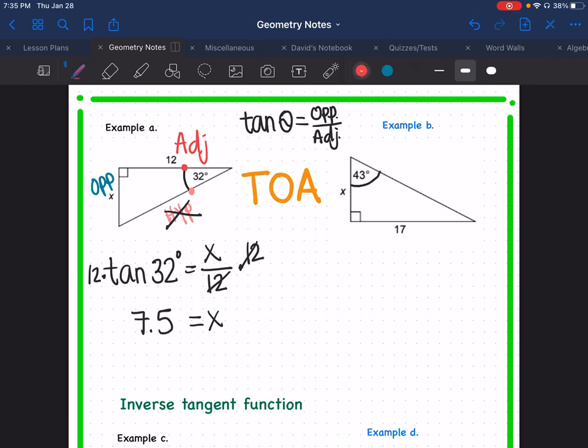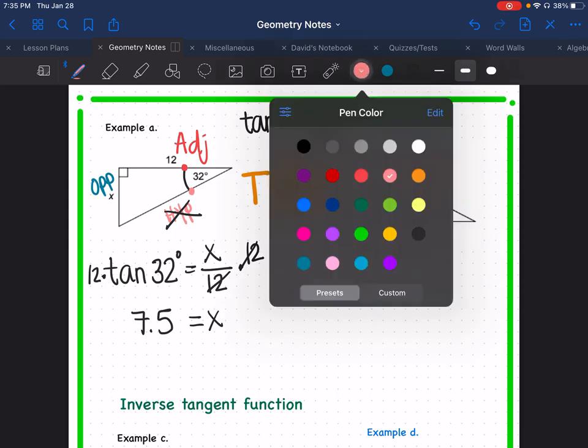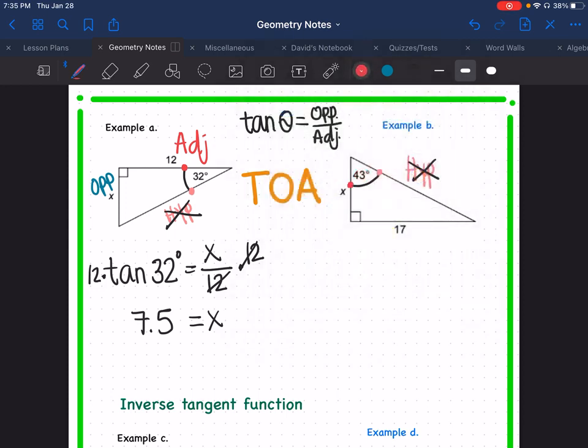I label it right here. This would be my hypotenuse, but since it is not labeled, I'm not going to use it. And this is my dead giveaway that I'm going to use tangent, TOA, because it does not contain the hypotenuse. This would be my adjacent side, and of course, this would be my opposite side. So because I have A and O, I can only use tangent because TOA is the only one with A and O in it. And of course, remember T stands for tangent.